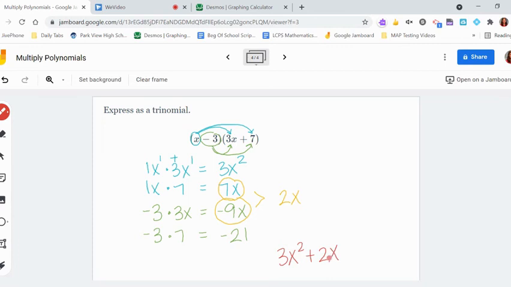You have to have some symbol in there. If it's positive, you put a plus. If it's negative, I'd put a minus. Like this one, I put negative 21. And that is your answer.